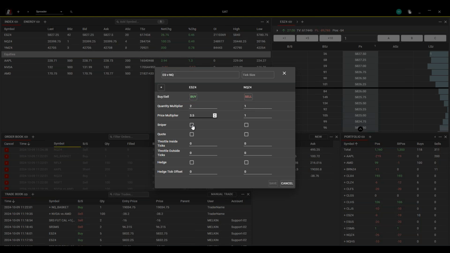Sniper functionality, I'm going to talk about towards the end. We'll talk about what that sniper is. But for now, I want to talk about quote versus hedge.